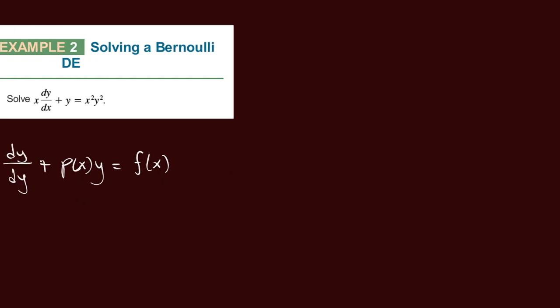Okay, so we're going to solve this differential equation. Let's have everything in the form dy over dx plus p of x times y equals f of x. So what we're going to do is divide everything by x.